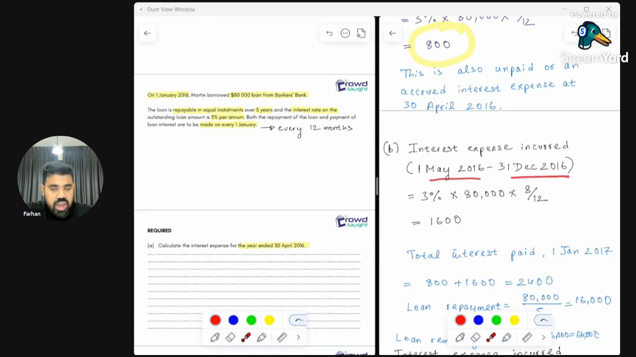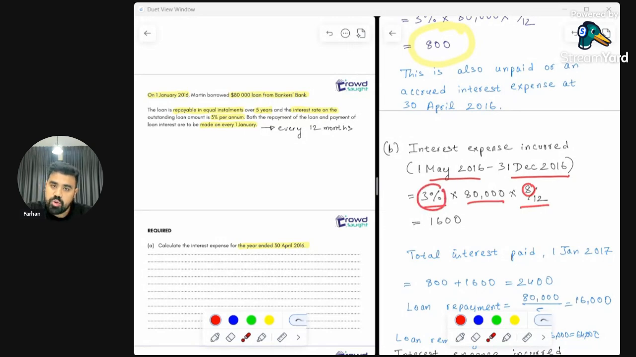So which are the first 8 months, all right? And the reason we want to stop at 31 December 2016 is because on 1 Jan 2017, as we understand, we are going to make a loan repayment, which is going to change our calculations, and we will have to do a new step. So that is why we stop at 31 December 2016. So how do we find it? So we use the given annual rate of 3%, multiply it with the loan amount of 80,000, and then multiply it further with 8 over 12, which basically converts the 3% annual rate into an 8-month rate.